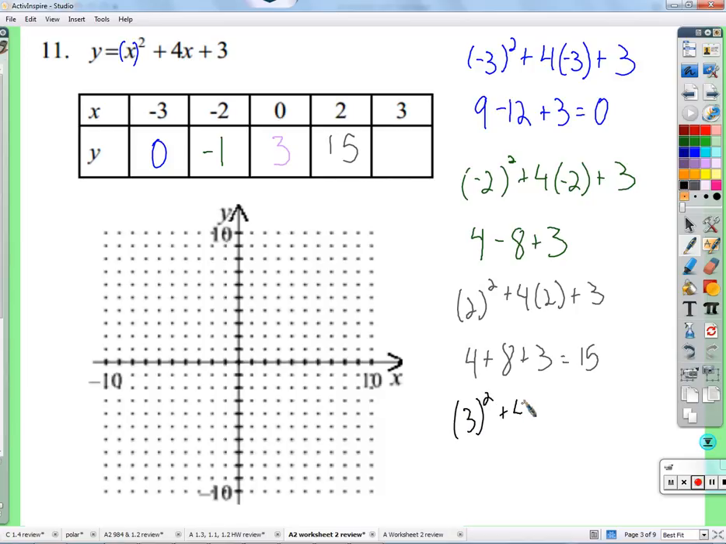3 squared is 9, plus 4 times 3 is 12, plus 3 is 24. So we have the points negative 3, 0; negative 2, negative 1; 0, 3; and 2, 15. Now I'm kind of off the charts here. 11, 12, 13, 14, 15, if I want to put a point up there. 3, 24. Let's not graph that. That's way off the graph.